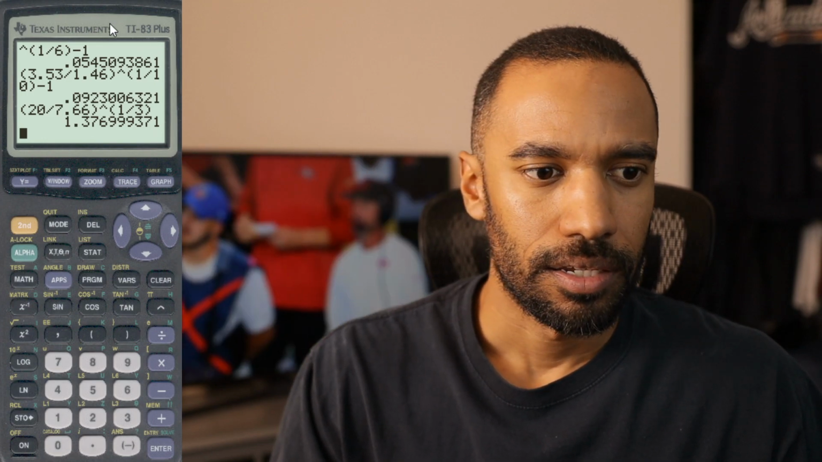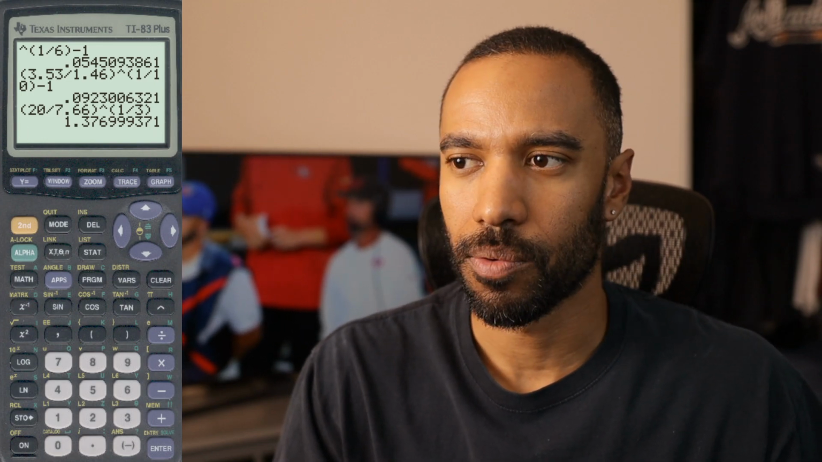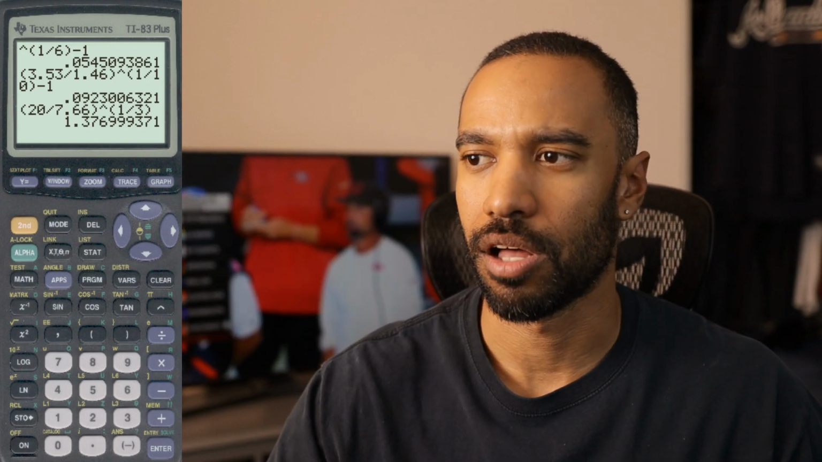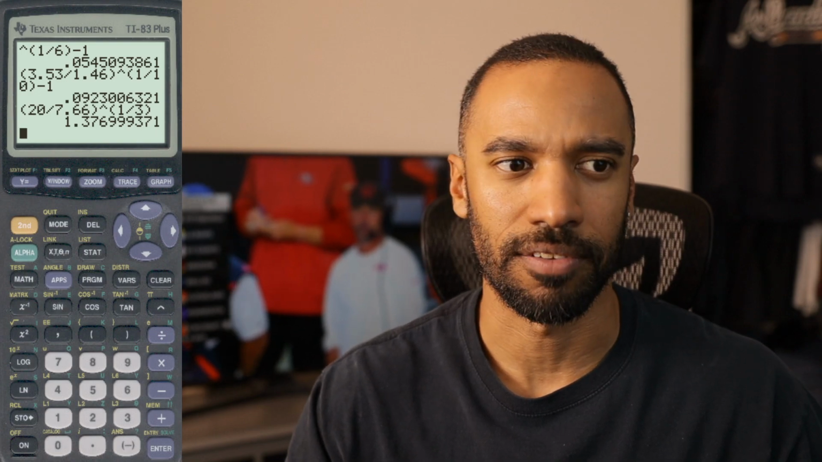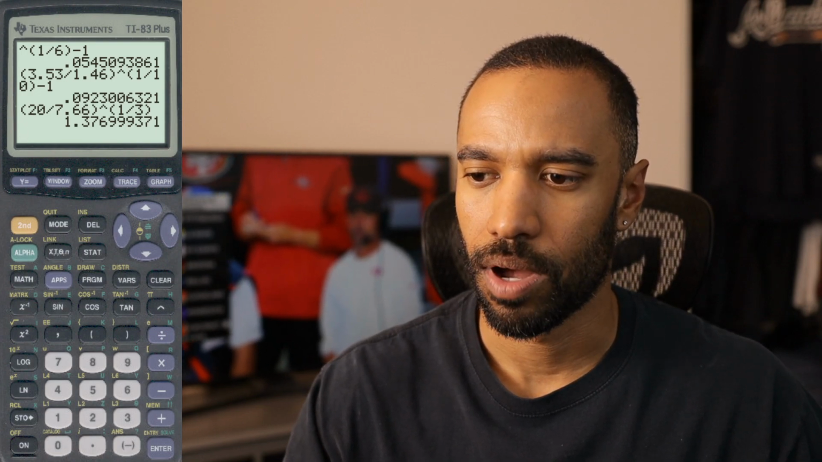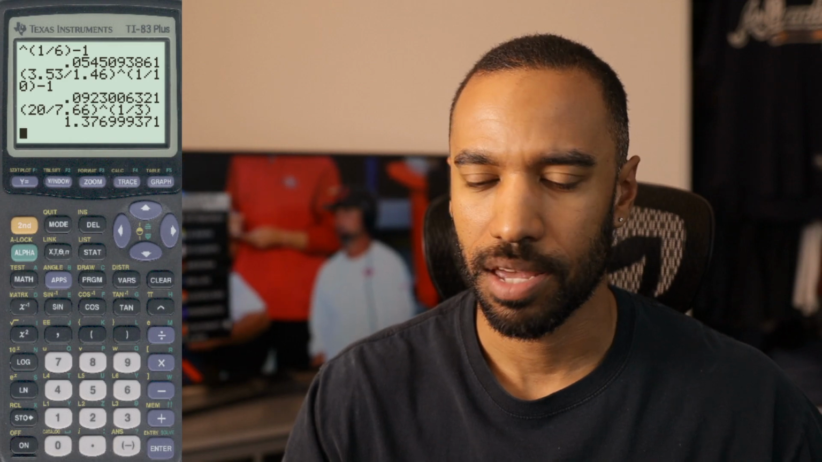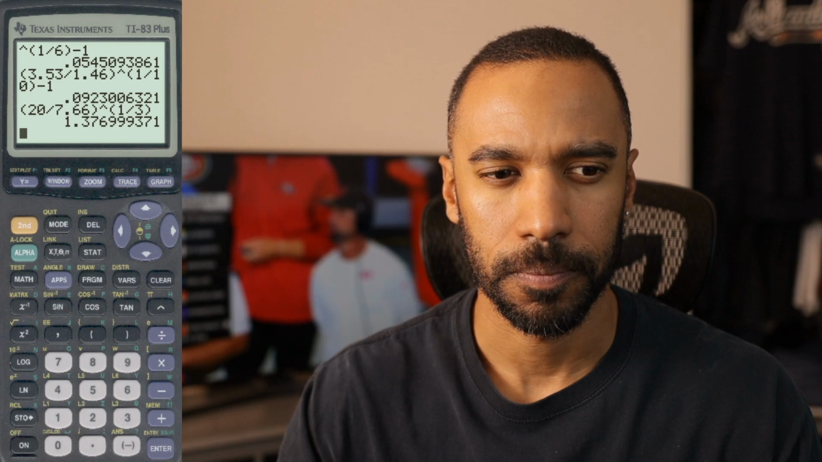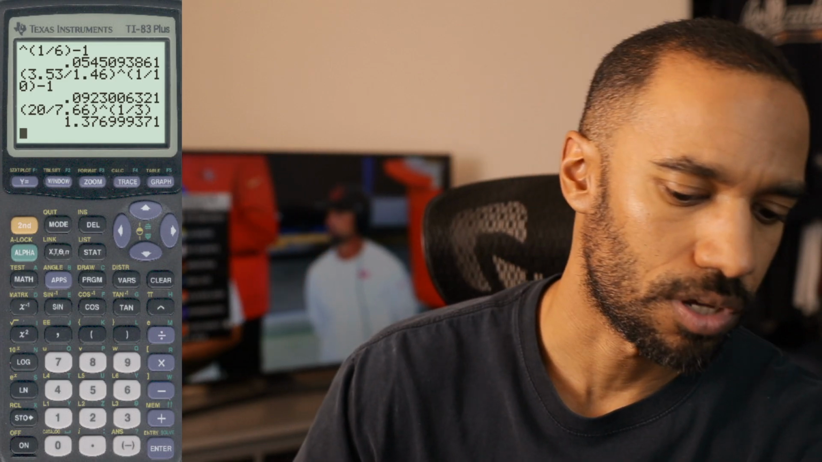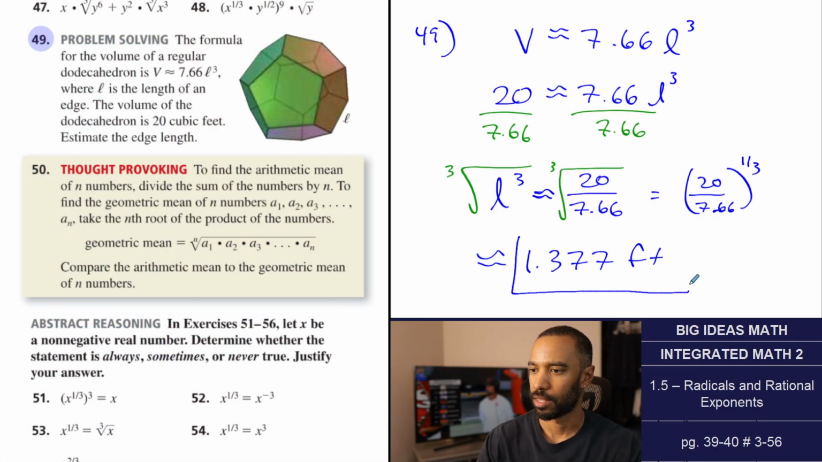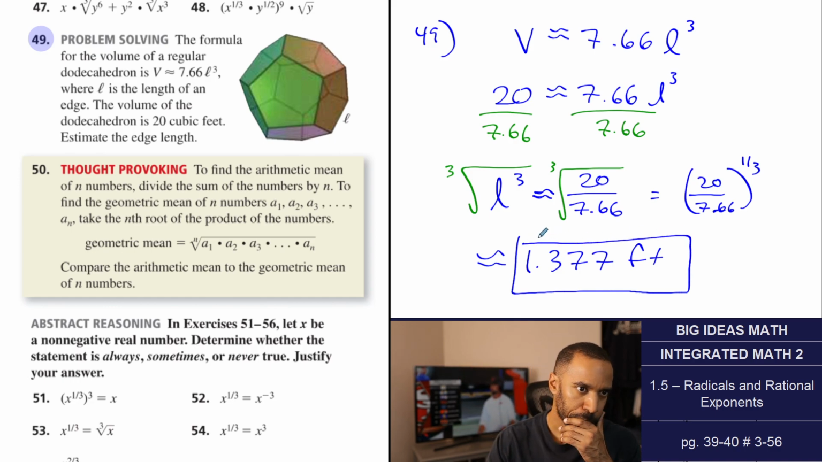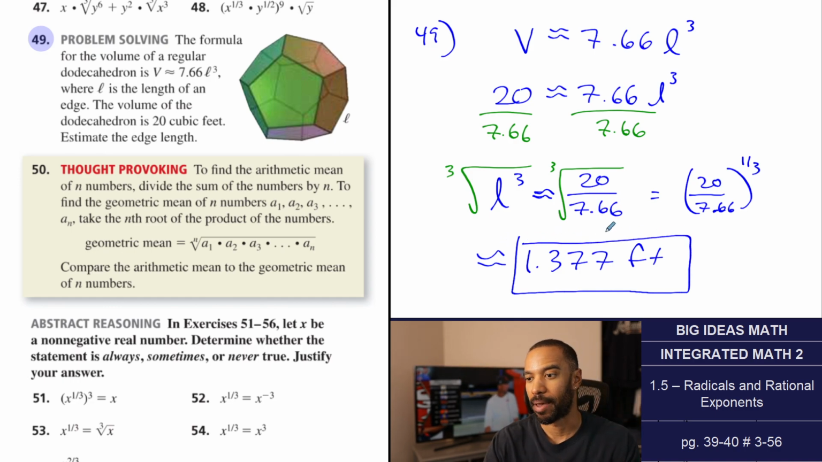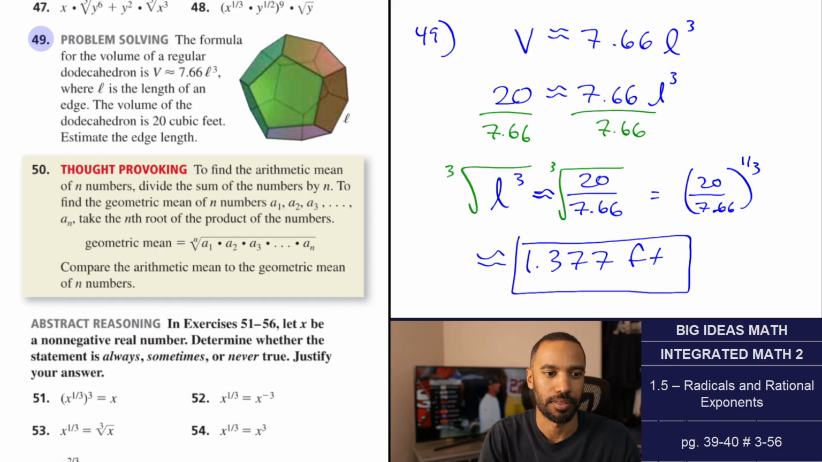Now they said, estimate the edge length. So they didn't say what to round to. I'm going to go to what's significant. Notice the 999 that comes up. So I'm going to call it 1.377. Around 1.377 feet. So for you guys, like that. Yeah, they didn't tell us what to round to. I imagine 2 decimal places is pretty good because they had 2 decimal places here. But that's what I'm going to stick with.